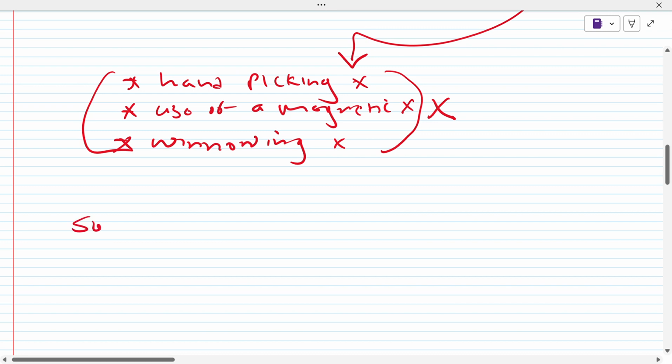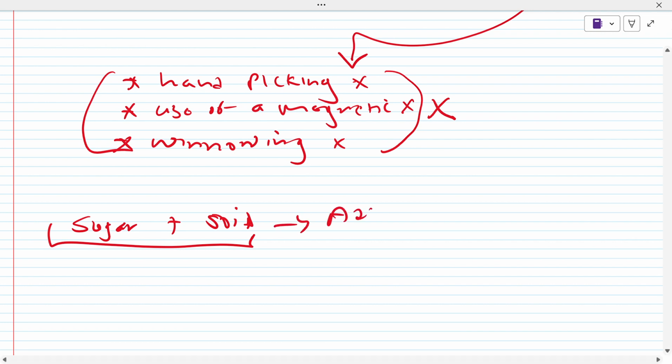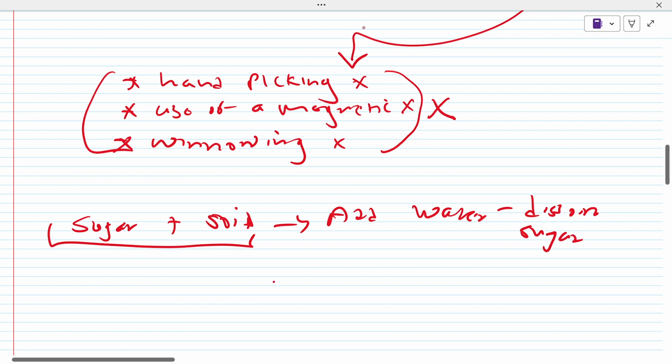Now I'm going to take sugar and soil. Then the first thing I'm going to add is water. Then water will dissolve sugar. Then after that, I'll filter, which is a technique called filtration. Come back to it.